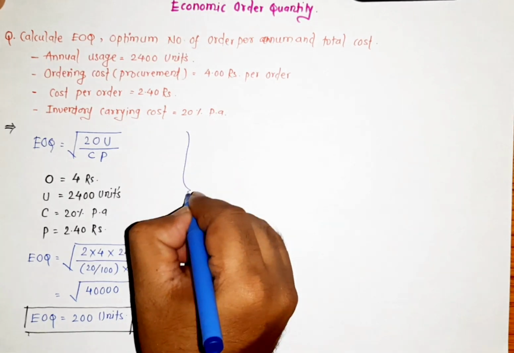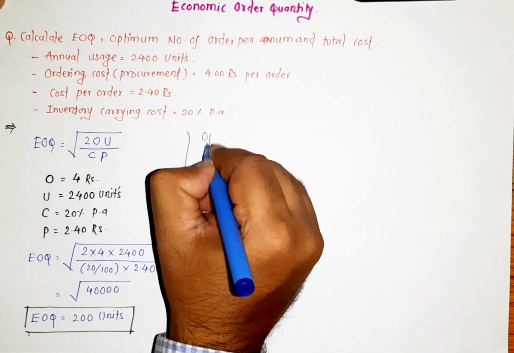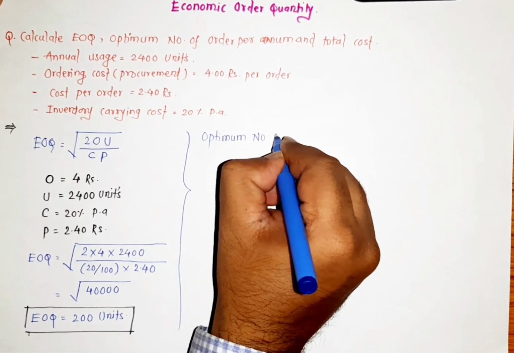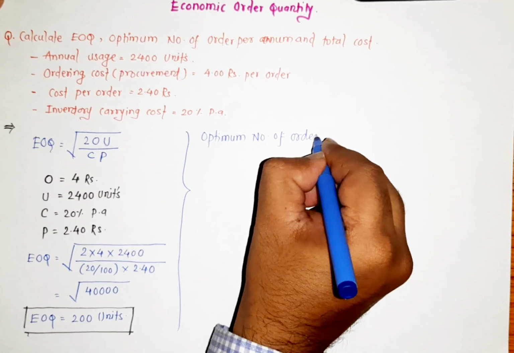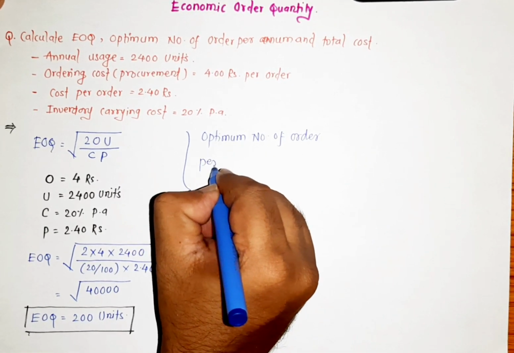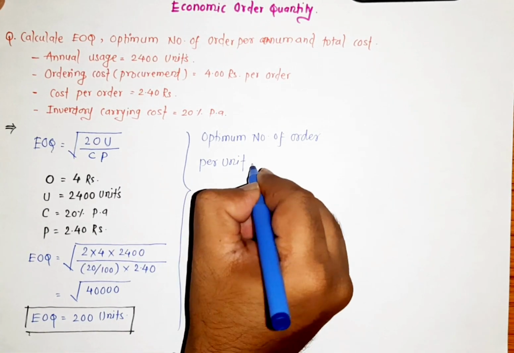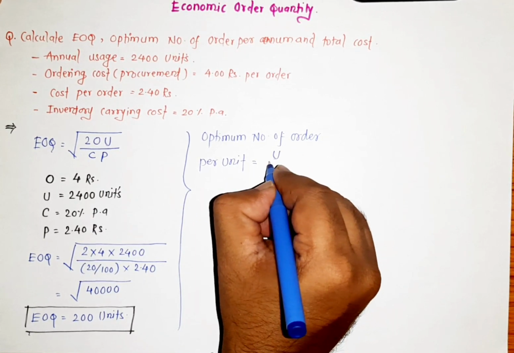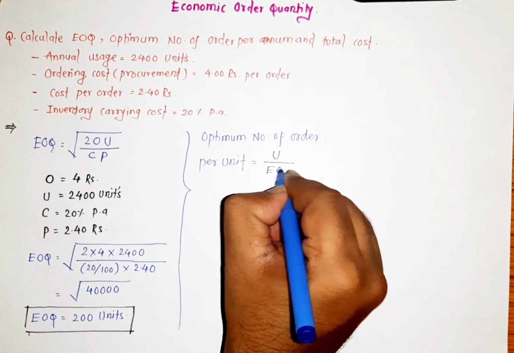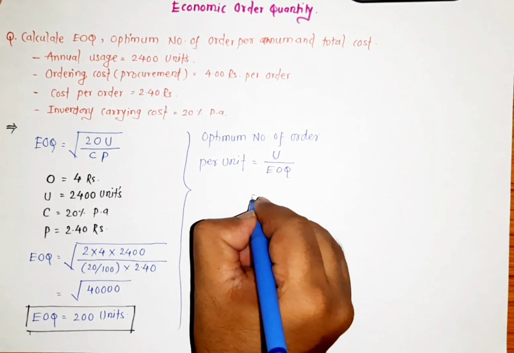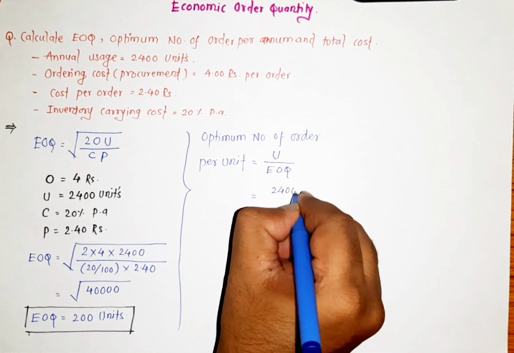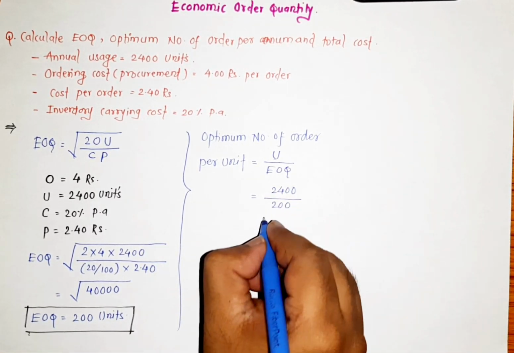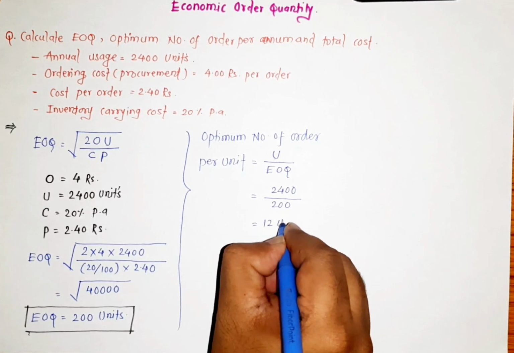Now next we want to find the value of optimum number of orders per annum. So the optimum number of orders per annum is equal to U divided by EOQ. Here U is equal to 2400 and EOQ is equal to 200. When we solve it, it will be 12 orders.